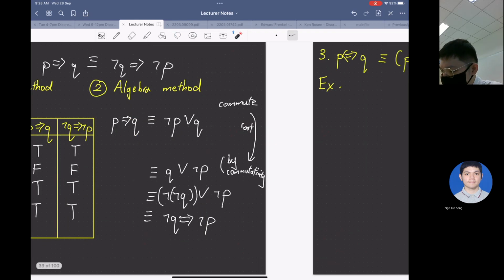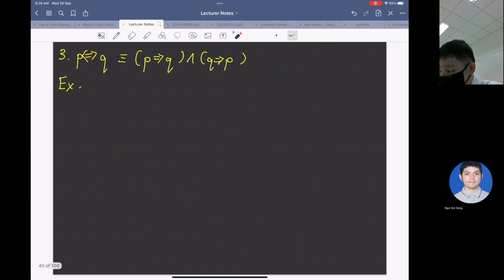Okay, so next, this one. This one I leave as an exercise. Or does anyone want to try it on the board? If not, we leave it as an exercise. I want to go to the next chapter. Anyone want to do it? No. If not, we leave it as an exercise.